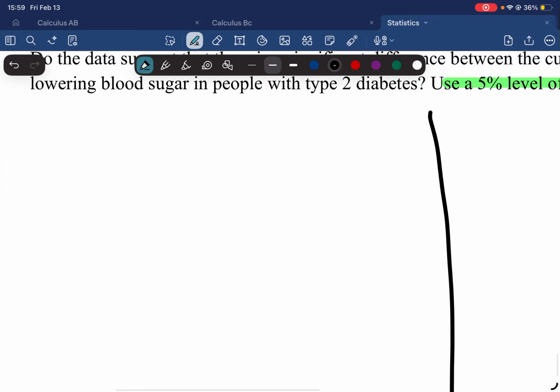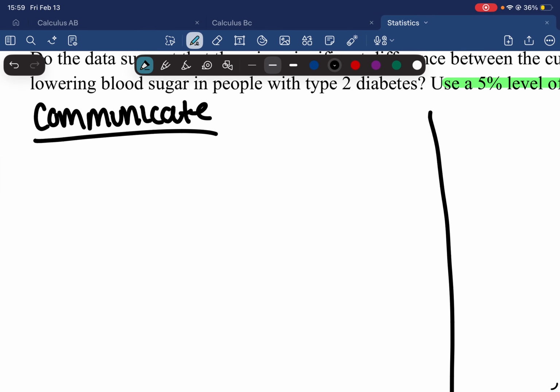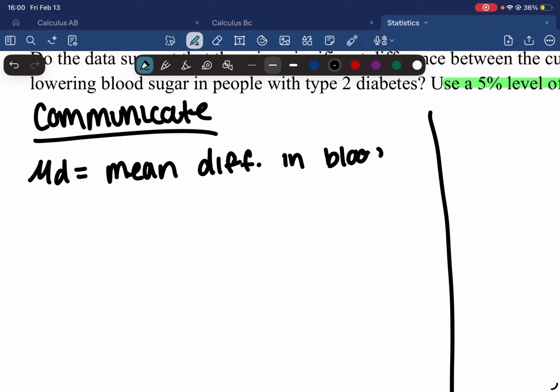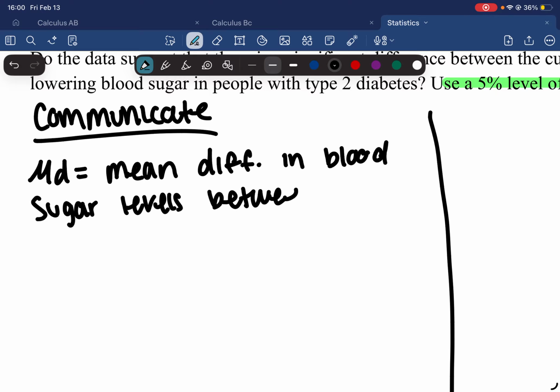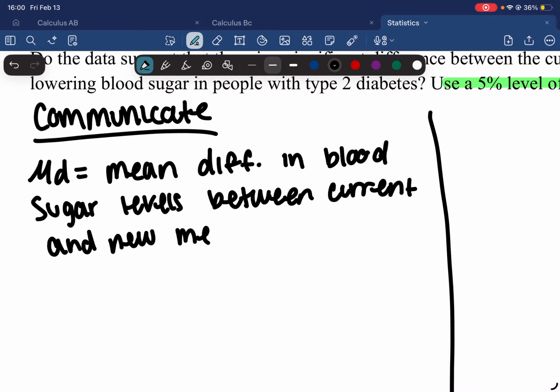Sorry, communication portion. So for communicate, I first have to define mu of D, and mu of D is going to be the mean difference in blood sugar levels between current and new medication.